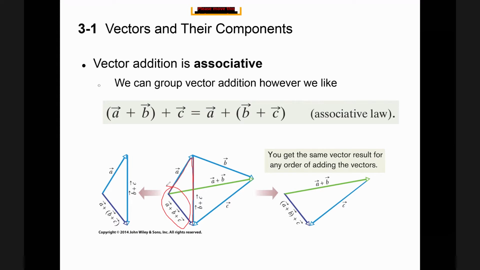So arrangement and associating two vectors and then adding them to a third vector in addition is okay. I can first say A plus B, then add C, or say A added to two vectors B plus C together. That's the property called associative.